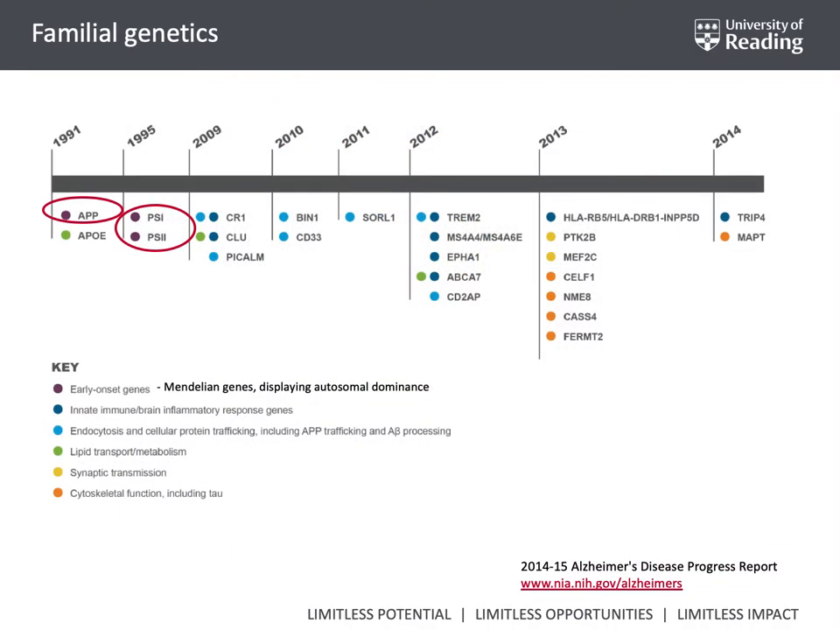If you think about the genetics, this is a timeline of when we found out about some of these genes and when we actually started to understand what they were all about. What you can see up here is the APP, the amyloid precursor protein, which we'll touch on in a little bit, and we've got PSEN1 and PSEN2, which are presenilin-1 and presenilin-2. Those are the ones that contribute to early onset disease.